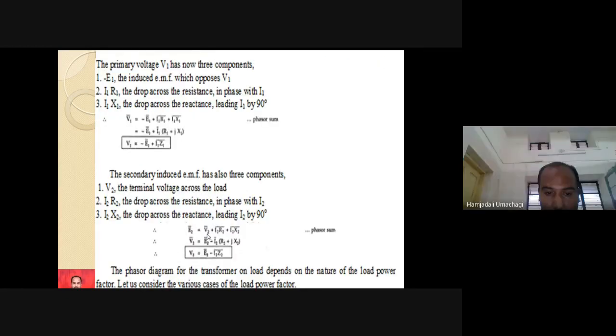I added V2, I added I2R2. Remaining is I2X2. I2X2 is the reactive drop. Reactive drop means it will be leading 90 degrees with respect to the current. So if this is my I2, then I should show I2X2 like this. So this vector is my I2X2.